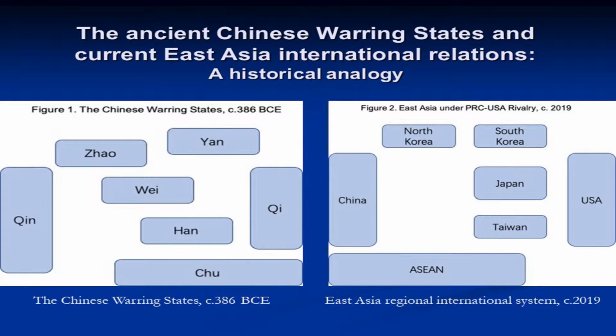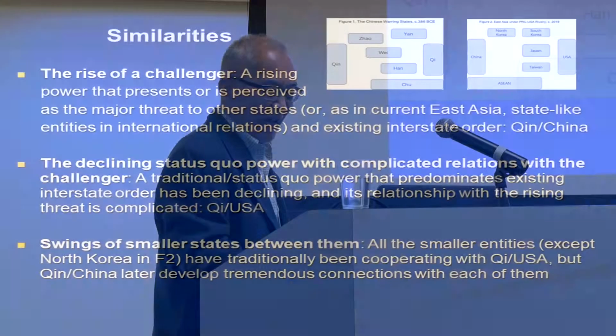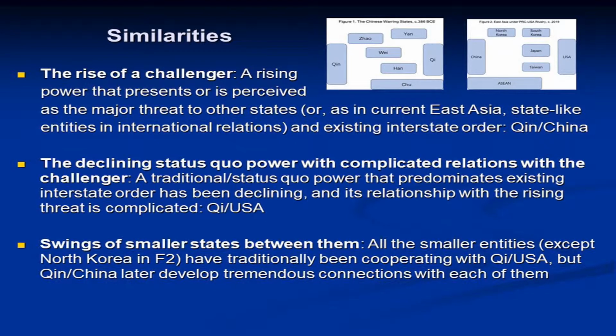If we don't include Hong Kong, because Hong Kong is not a sovereign entity, and if we regard ASEAN as one entity in international relations, we have a pretty similar sketch map like this. So China is in the position of Qin, the USA in the position of Qi, and ASEAN in the position of Chu. Then you have North Korea, South Korea, Japan, and Taiwan. The similarities are not limited to this, just the number, 7 states, and the geographic locations are similar.